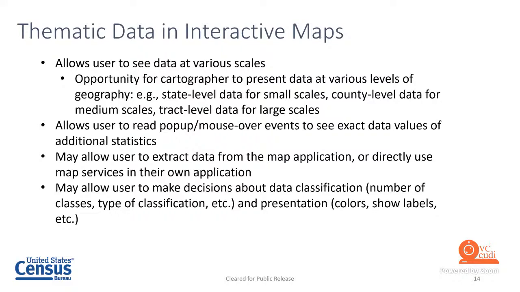This technology allows for pop-ups to appear when a user clicks on a geographic area, or if they mouse over a particular area. We can use the pop-ups to show things like the raw data, the calculated values, names and codes, or other information that would be useful to present to the user. Web services may allow a user to extract data from an application or use the web services directly in their own application. We can also allow users to make decisions about the data classification, such as the number of classes, the type of classification, the colors, things like that. Next slide, please.